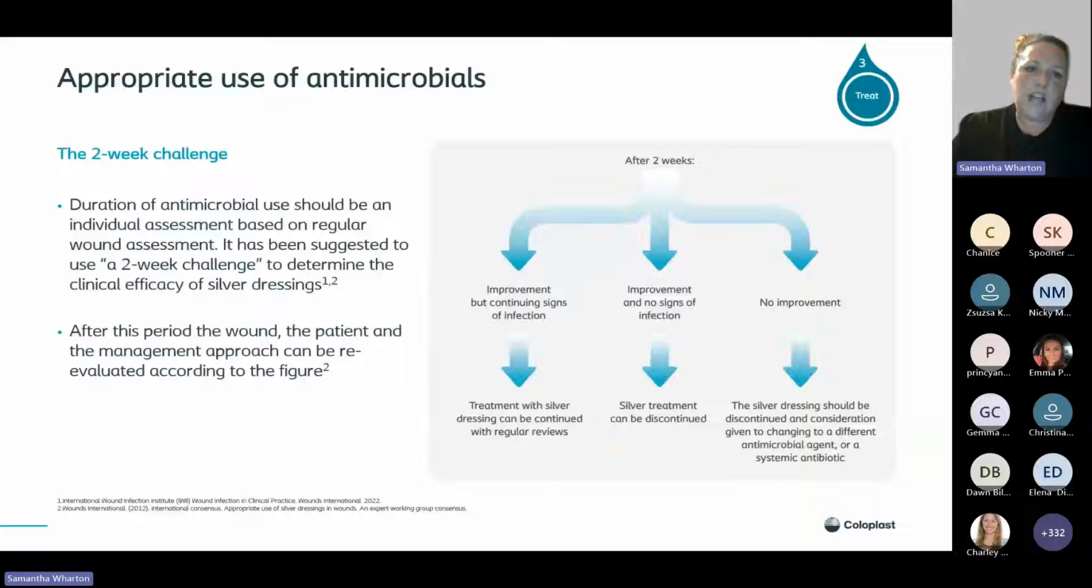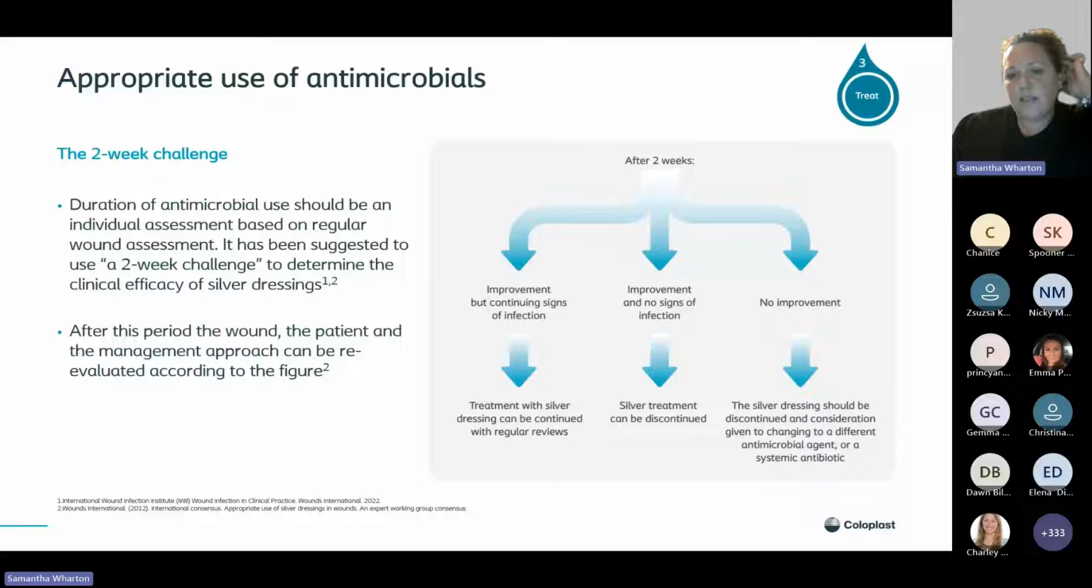There's also the 2-week challenge. To ensure that we're using our antimicrobials appropriately, we should use them for 2 weeks and then reassess to make sure that they're achieving what we need them to achieve. And if they're not, do we need to change that antimicrobial? So this is a simple flow diagram. After 2 weeks, if the wound's improving but still continues to have signs of infection, then you can continue with the silver dressing, but just continue to regularly review to make sure it is still progressing.